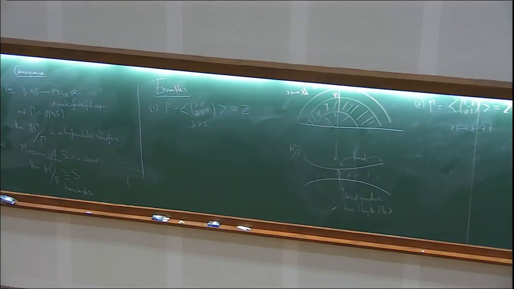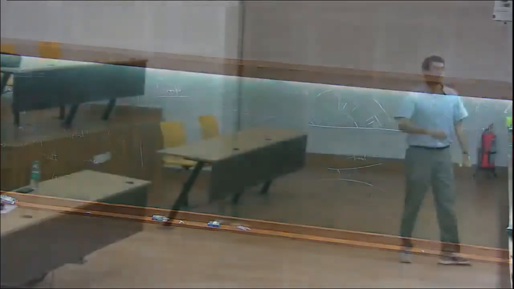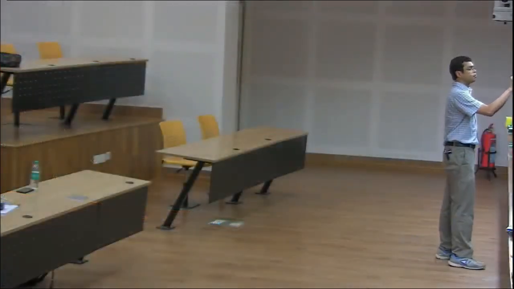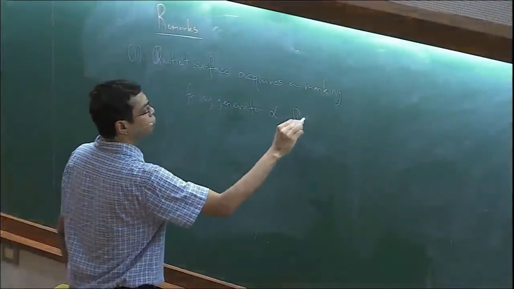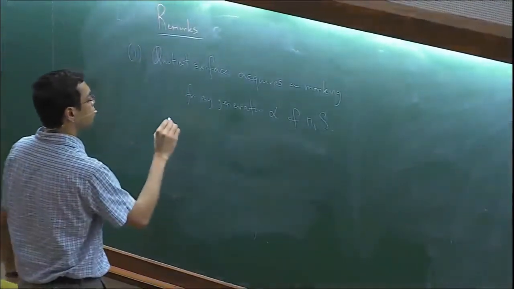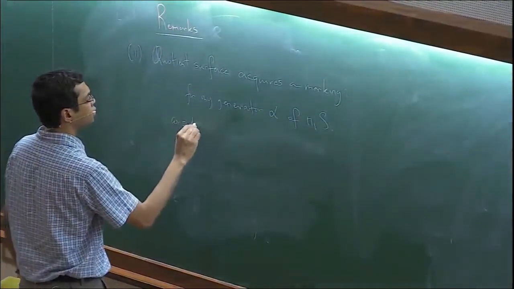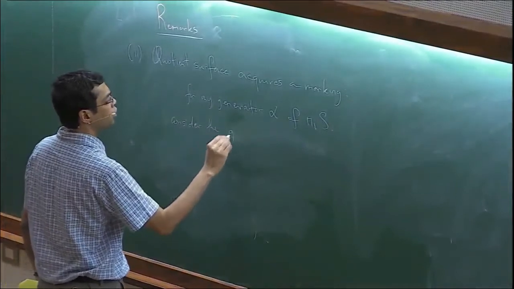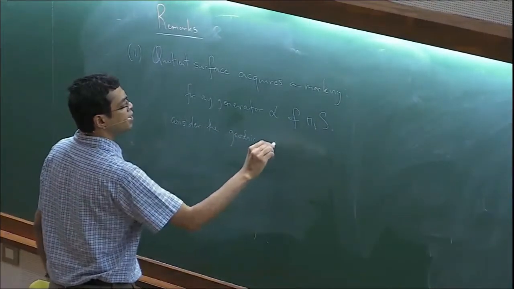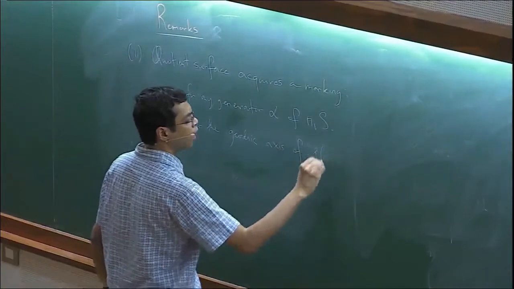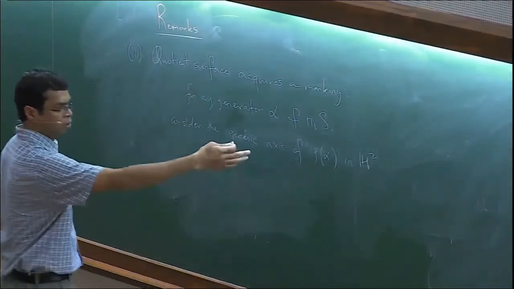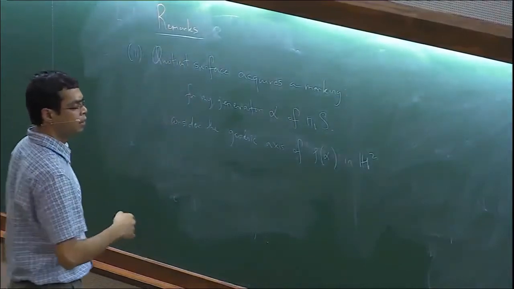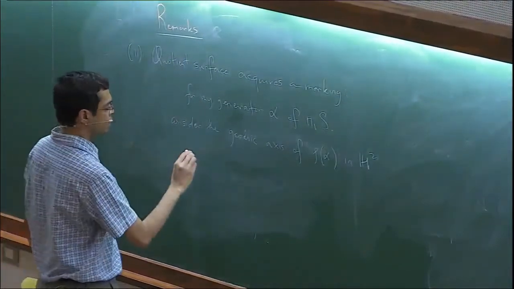The way that you get the marking, remember that all you need is one curve for each of the generators of the fundamental group. So for any generator alpha of pi 1 of S, consider the geodesic axis of rho of alpha in H2. Rho of alpha is a hyperbolic element, and you look at its geodesic axis.